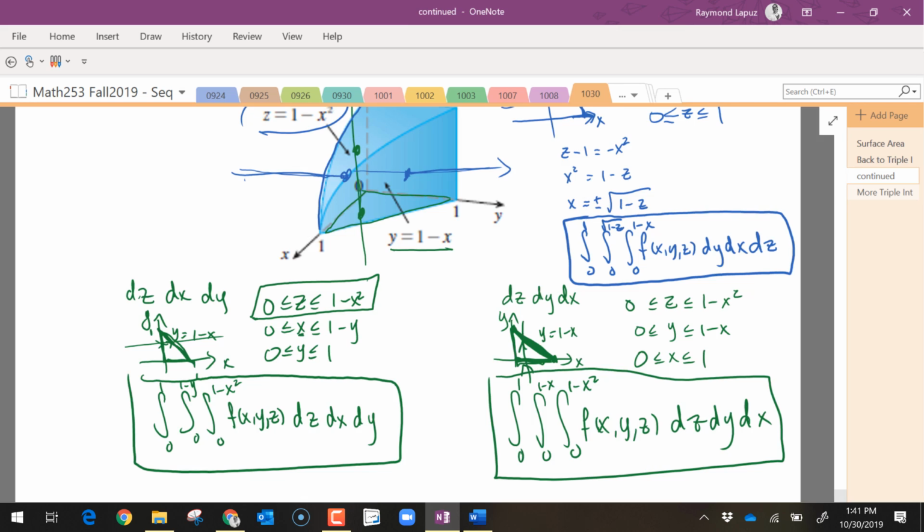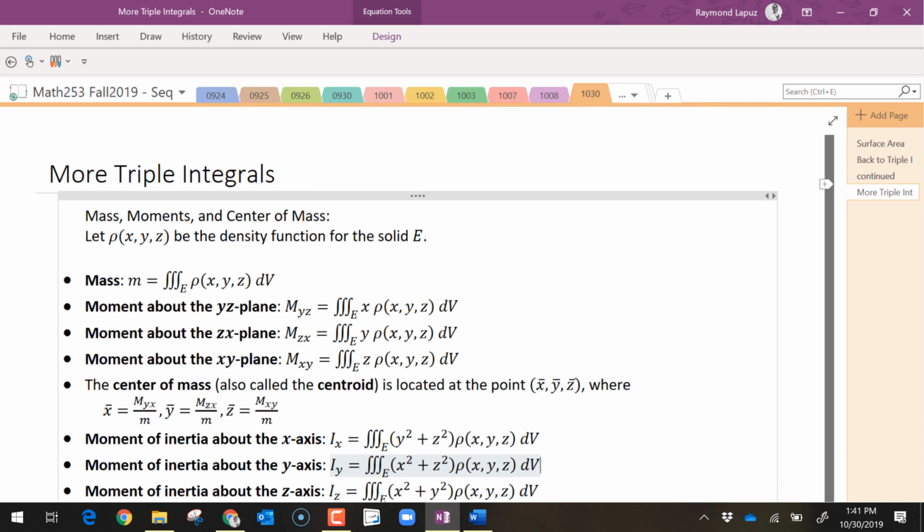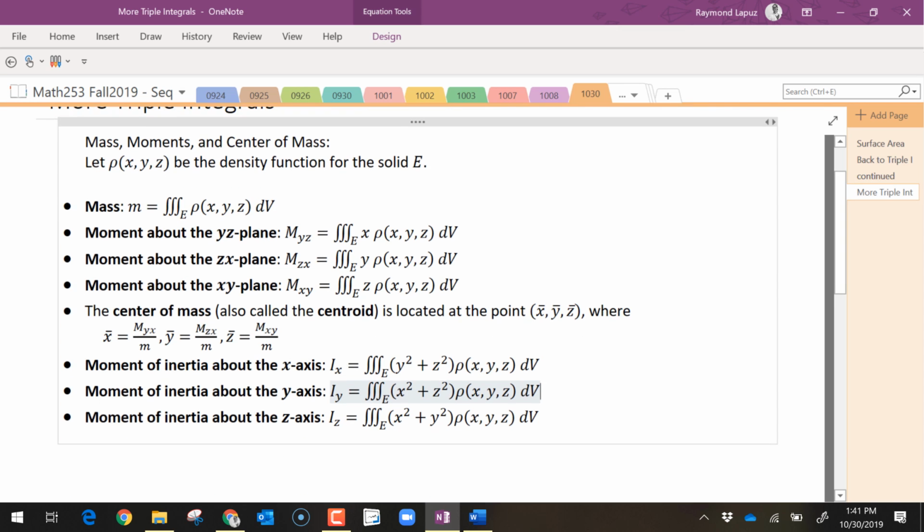All right. Aside from volumes, we can use triple integrals to find the mass. The moments, now with three variables, the moment with respect to x is labeled as MYZ, and then it's given by those, and then you can find the center of mass that way.